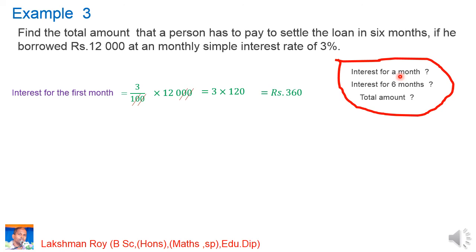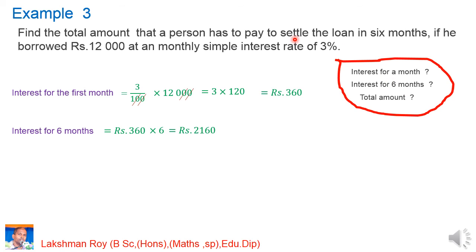Then, students, you can go on to find the interest for 6 months. Interest for the first month is 360. So how to find the interest for 6 months? The interest for 1 month should be multiplied by the number of months, 6. On the side you can multiply 36 by 6, then you get 2,160. So this is the total interest to pay within 6 months.